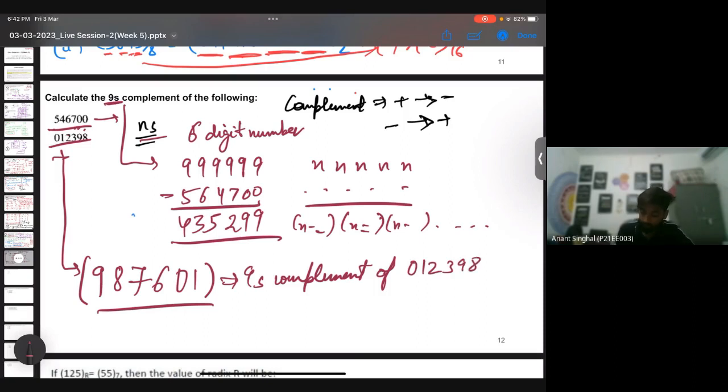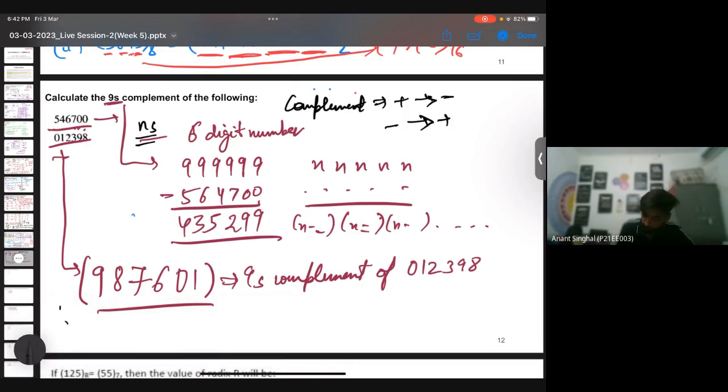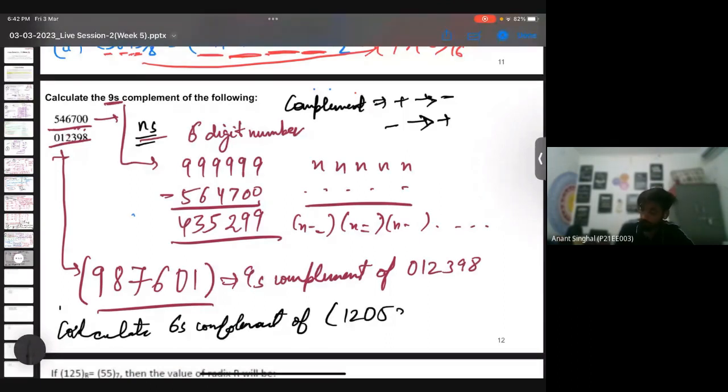So let's suppose in the question, instead of 9's complement, you take a question, maybe calculate the 6 complement of 1, 2, 0, 5, and then 3. So first of all, you need to be clear that for the 6 complement, no digit can be greater than 6. Otherwise the subtraction will be something negative, so it is not possible to calculate the 6 complement of that number.